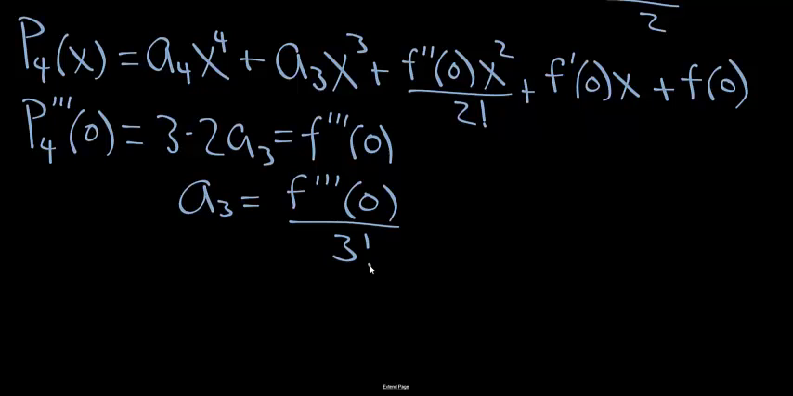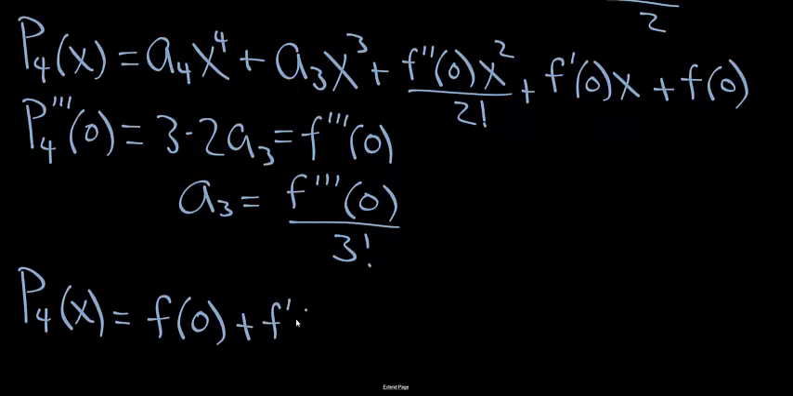Now, if you want to, you can investigate this. I don't think I need to go through every term. But look, here's what we found. And if you continue this, what you're going to find is this. This polynomial is going to look a little something like this. It's going to be f of 0 plus f prime of 0 times x.